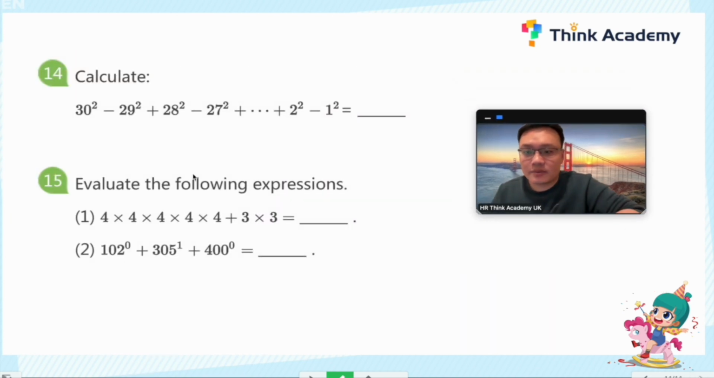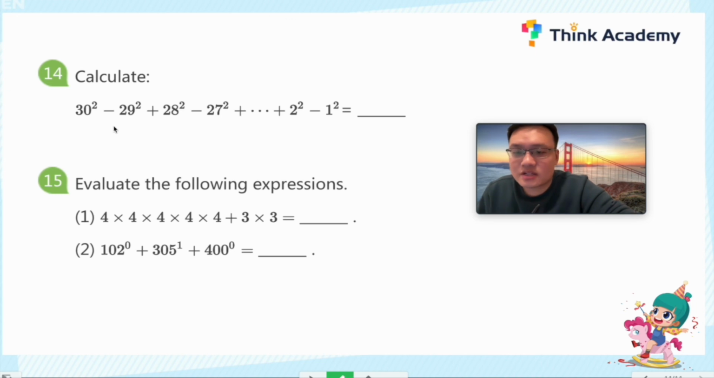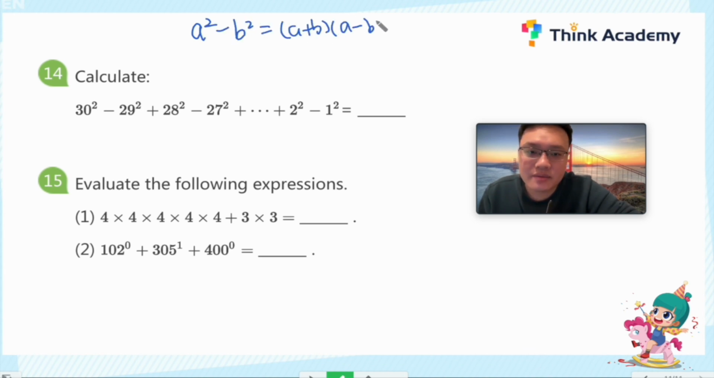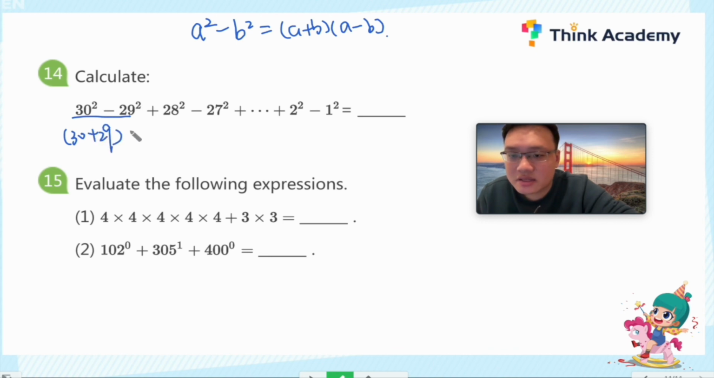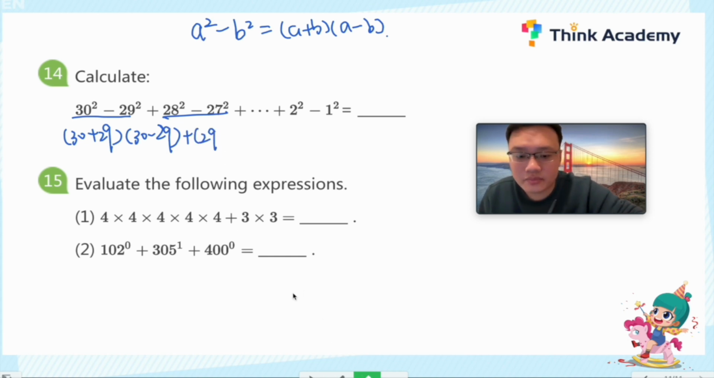Okay, question number 14. You got 30 squared minus 29 squared, guys. So in the Simple Go School exam, you have to remember this. A squared minus b squared equals a plus b times a take away b. Just remember this formula, and that will be pretty easy to do the question. As for these two, that's 30 plus 29 times 30 take away 29. And plus this one, and that will be 28 plus 27, and then times 28 take away 27.